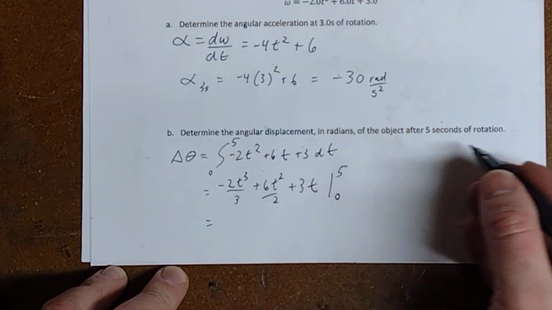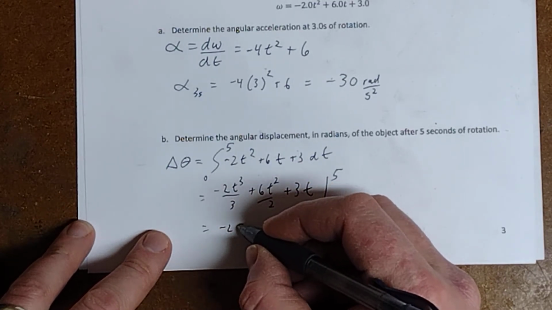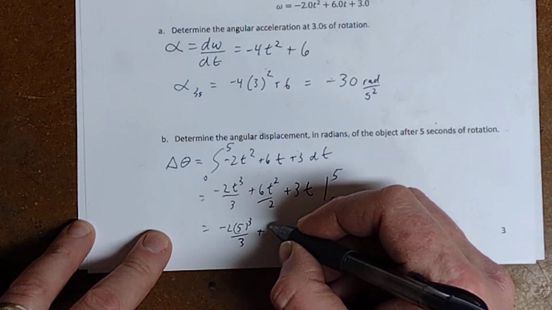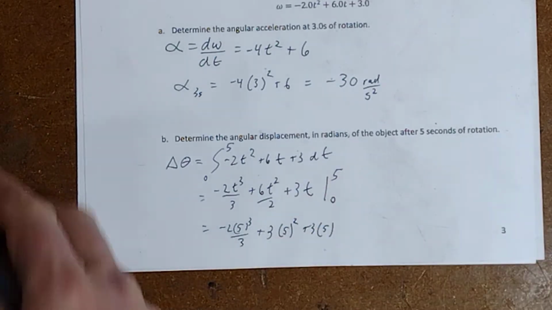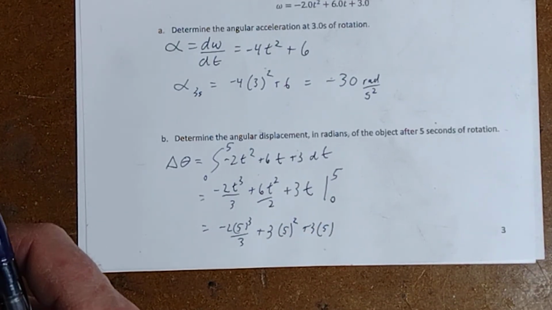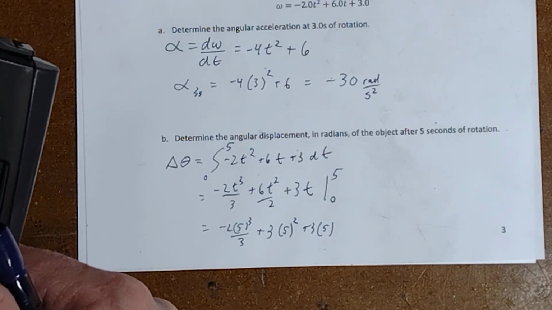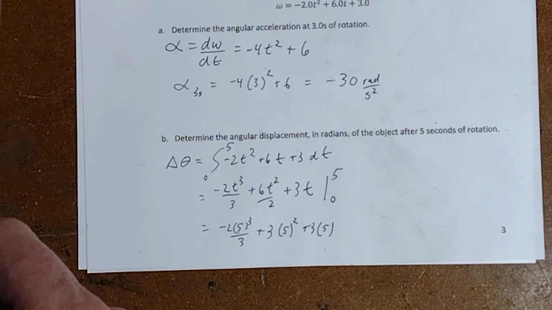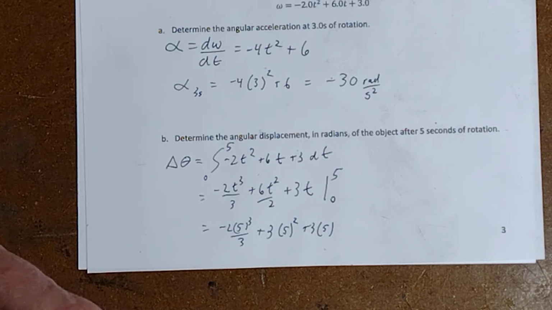evaluate it from 0 to 5. I know it's just plug in the 5 here. So negative 2 times 5 cubed over 3 plus 3 times 5 squared plus 3 times 5. All right. Negative 2 times 5 cubed divided by 3 plus 3 times 25 plus 15 equals 6.7.